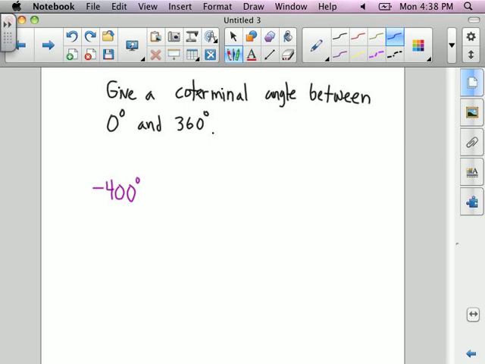All I really do to figure this out is keep adding or subtracting 360 until I get somewhere that's within my range. I know that negative 400 degrees, if I add 360, goes a complete circle, so I'm in the same spots. That's the same thing as negative 40 degrees. And if I add 360 again, I get 320 degrees, which is exactly what I was looking for, between 0 and 360. So those are both coterminal angles, but the 320 is the one that fits the description. I'll do one more example in this video.